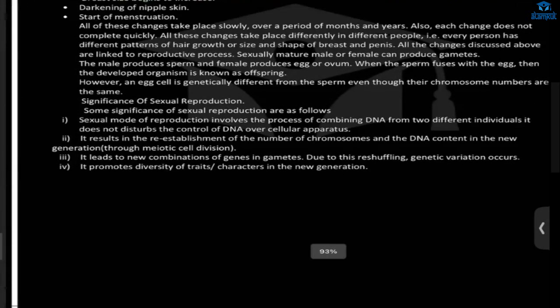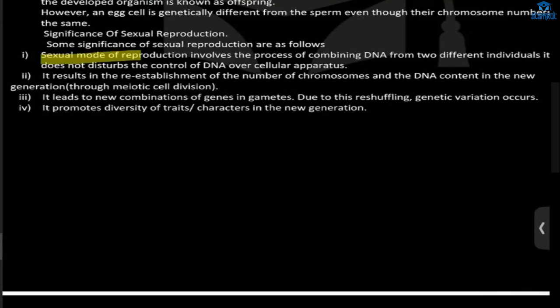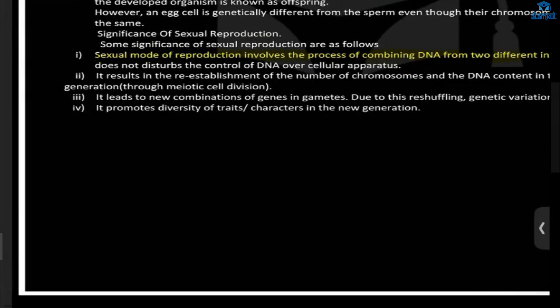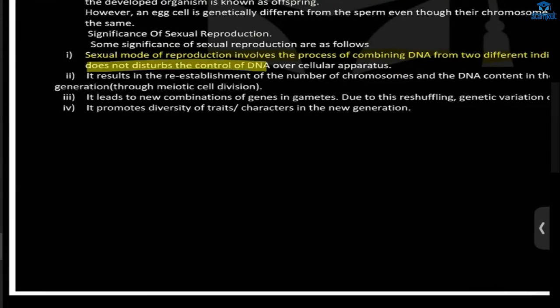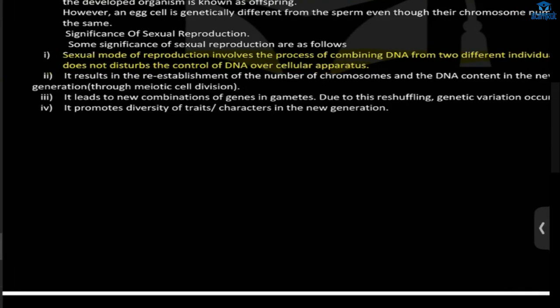Now let's see the significance of sexual reproduction. The sexual mode of reproduction involves combining DNA from two different individuals, that means from the gametes. It does not disturb the control of DNA over the cellular apparatus, meaning the cell organisms.